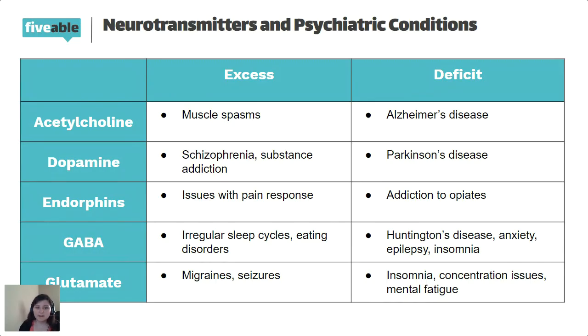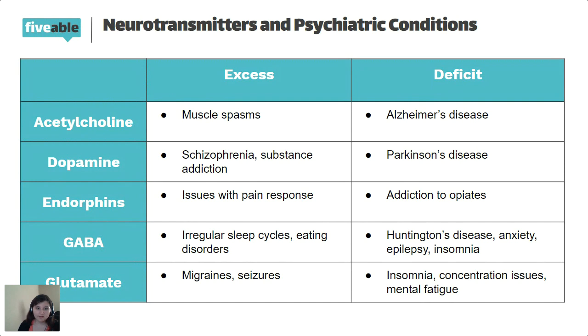With GABA, an excess causes irregular sleeping cycles and some eating disorders, while a deficit causes Huntington's disease, anxiety, epilepsy, and insomnia. There's a link between GABA and glutamate, which we will get into later, so there might be some overlap in the issues.